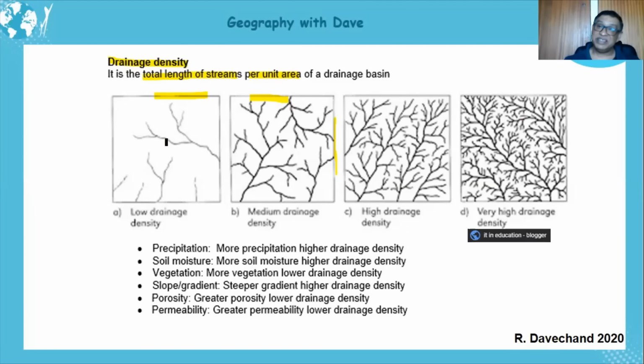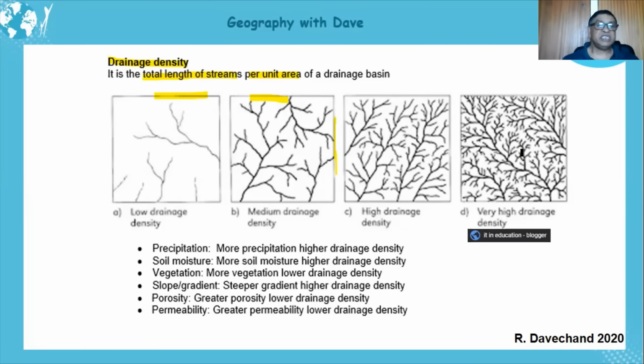Can you see lesser streams? There's fewer streams per unit area. Here it gets more, so it's medium drainage density. Yeah, it gets a lot of streams, so it's a high density and a very high density. Now, in this case, we can ask you to compare which one is higher, which one has a lower density in terms of drainage density.